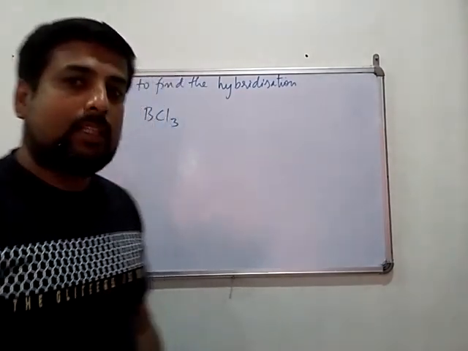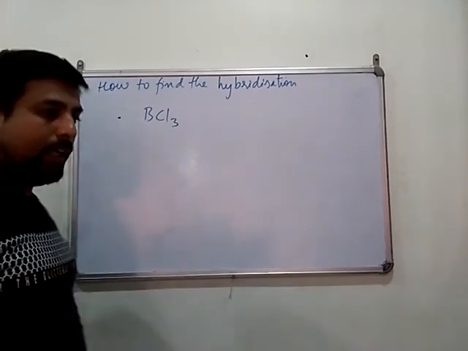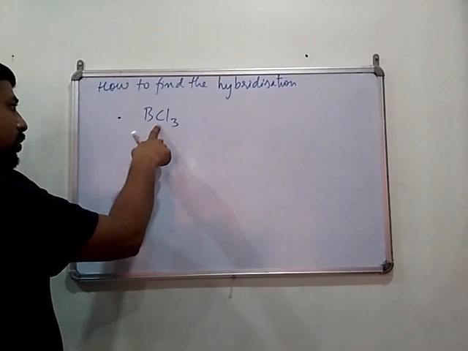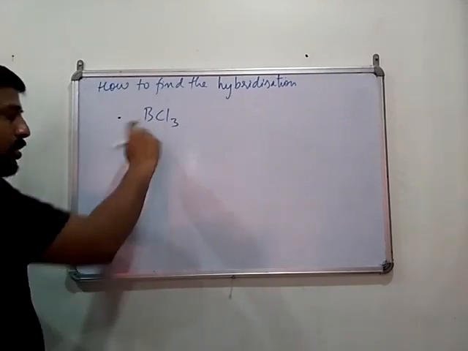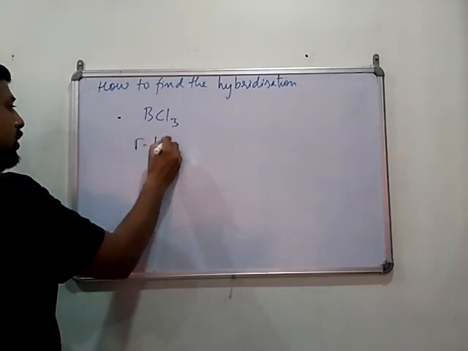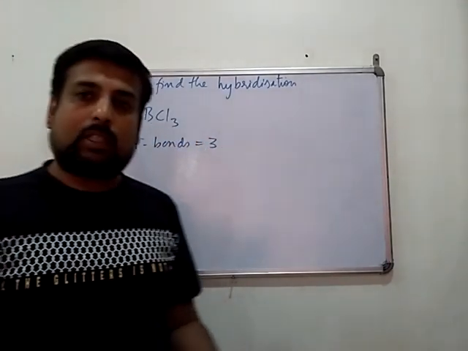BCl3. So it's very simple. How many sigma bonds is boron forming? We have to find it with respect to the central atom. So how many bonds are formed by the boron atom? The number of atoms connected with boron is 3. So the number of sigma bonds is 3.